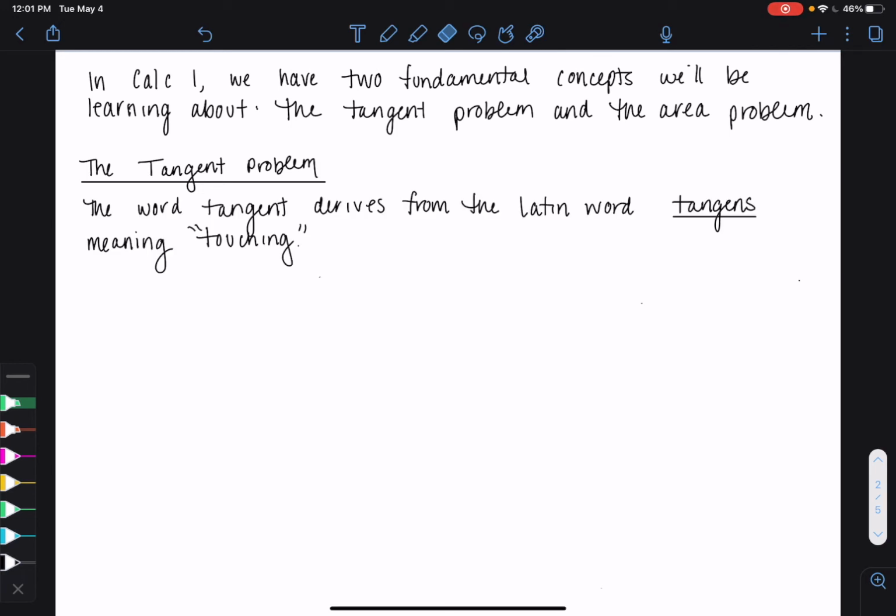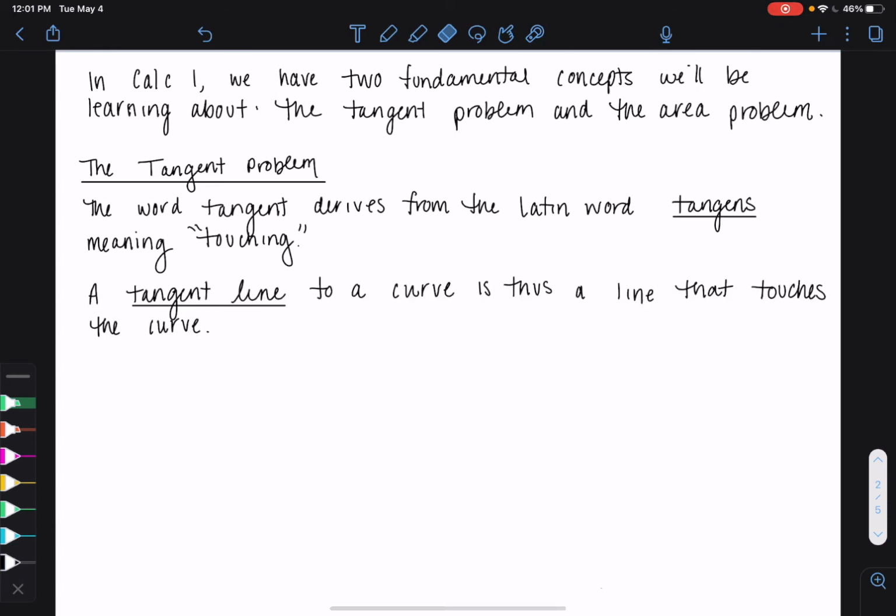The word tangent derives from the Latin word tangens, which means touching. So a tangent line to a curve is a line that just touches the curve. So if I give you some examples, maybe we've got a circle and maybe we've got a cubic function of some sort. If I have these 2 points here, my tangent line is going to just touch the curve and go away.